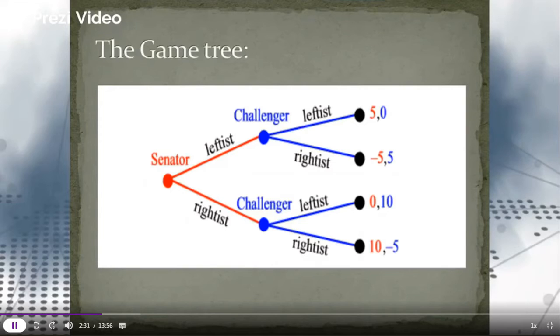So 0, 10 becomes the subgame perfect Nash equilibrium, which says that in the equilibrium the senator is going to lose and get 0, but the challenger is going to get 10. That means even though the senator started first, even though the senator had the first mover advantage, still he lost. It happens in cases where the second mover adjusts with the expectation of the first mover. That's what we call the second mover advantage.